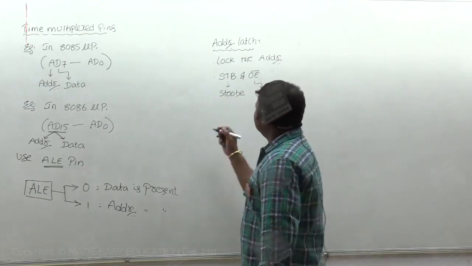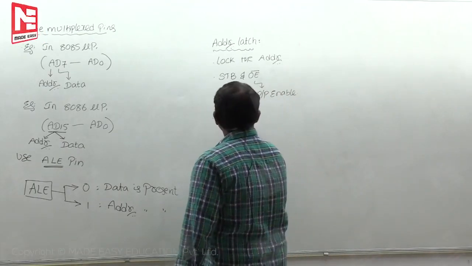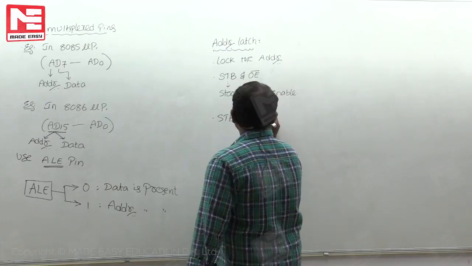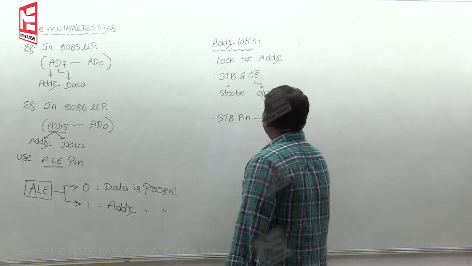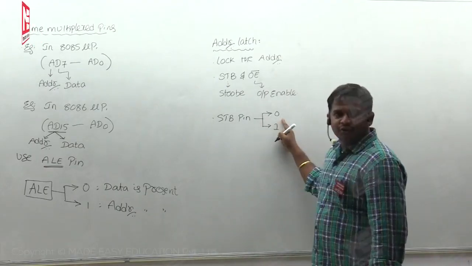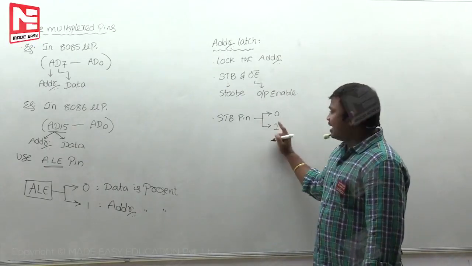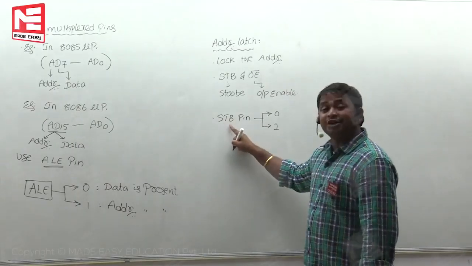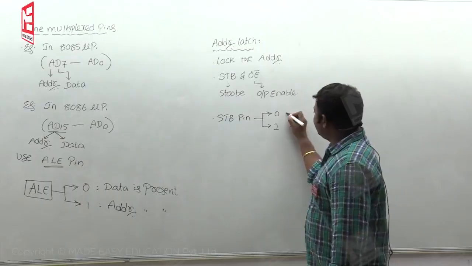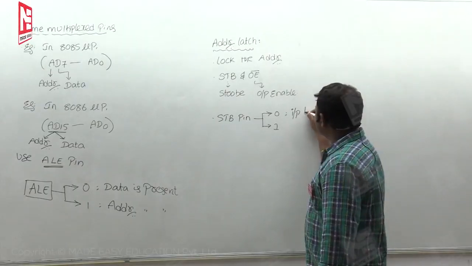Okay, that means the STB pin has two states, 0 or 1. When the STB pin status is 0, that shows the STB pin is disabled because STB is an active high pin. STB pin disabled means input lines are disabled.